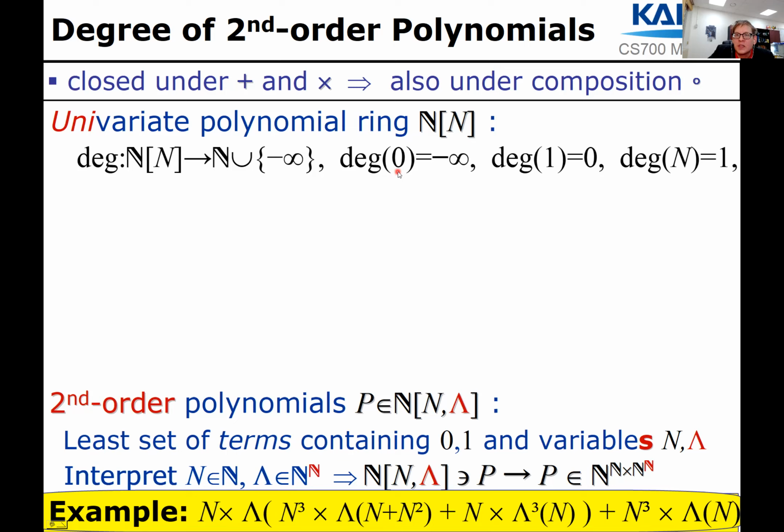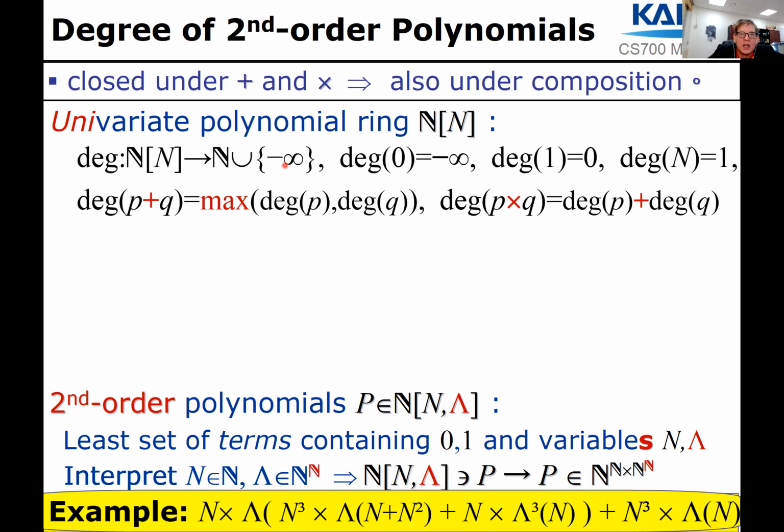The degree of the constant 0 is defined to be minus infinity. The degree of the constant 1 is defined to be 0. And the degree of the variable n is defined to be 1. And so the degree is now going to be a function from univariate natural number polynomials to the natural numbers, including minus infinity. And the minus infinity is used for a reason that will become apparent in a minute.